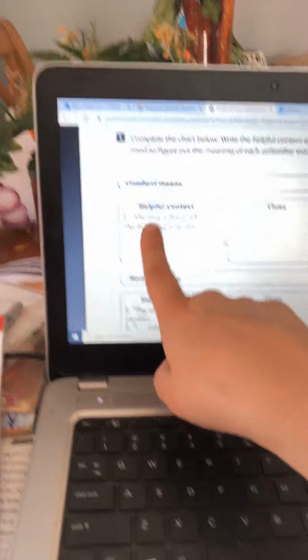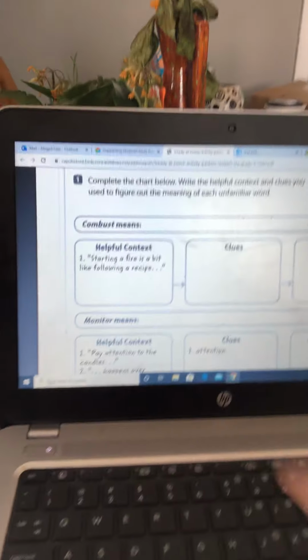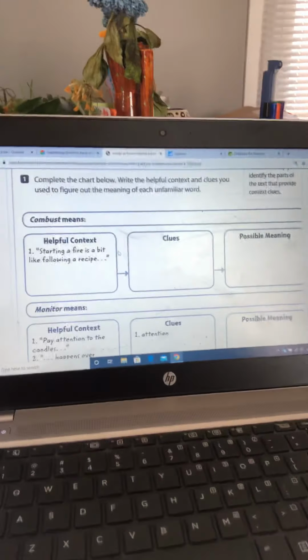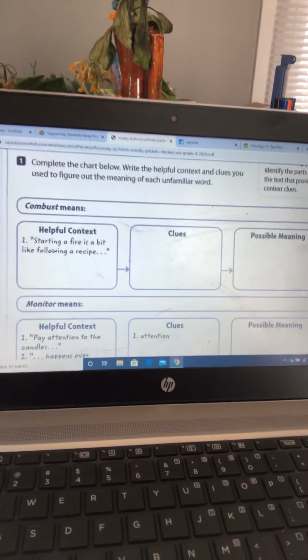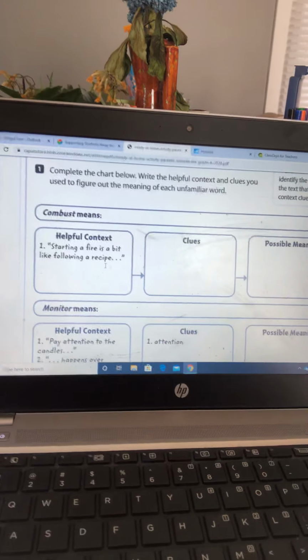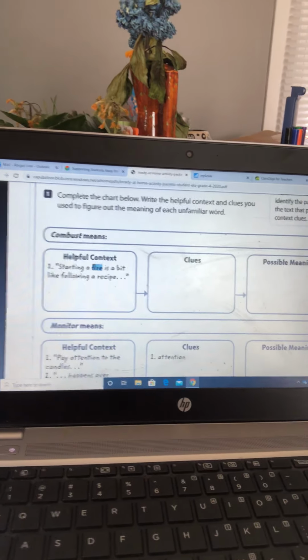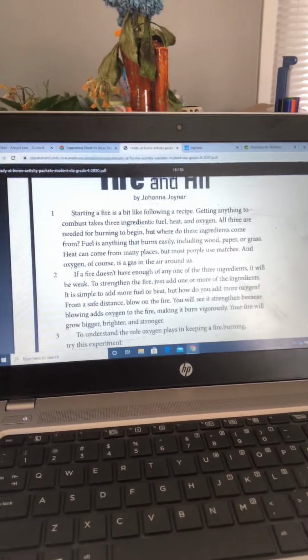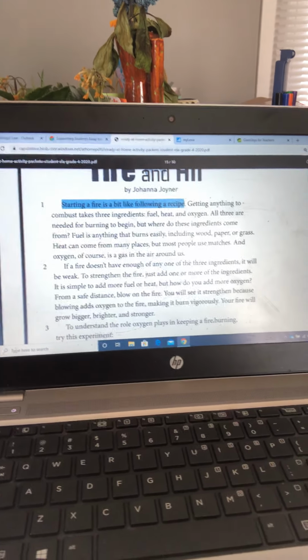Helpful context: starting a fire is a bit like following a recipe. So that's our context. Starting a fire. That's going to help us figure out what combust means. What's our clue from here? Starting a fire is a bit like following a recipe. Our clue is fire. So you're going to write fire in the clues. Pause this, write it down. We got that clue from the sentence before combust, and our clue is fire.